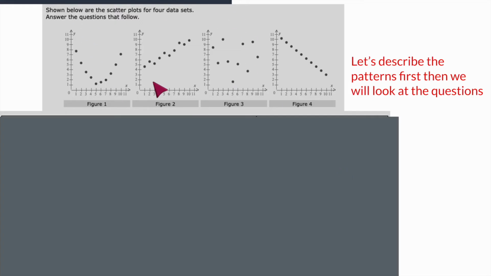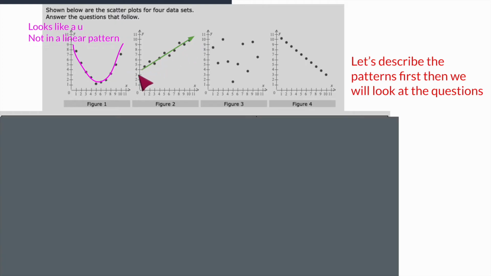Okay, so now we're going to describe these. Let's describe the patterns first, and then we're going to look at the questions. With this one, I have this kind of U shape. It's not a line, but it's also not just a cloud. It does, in fact, have some kind of correlation, but it's not a linear pattern. Okay.